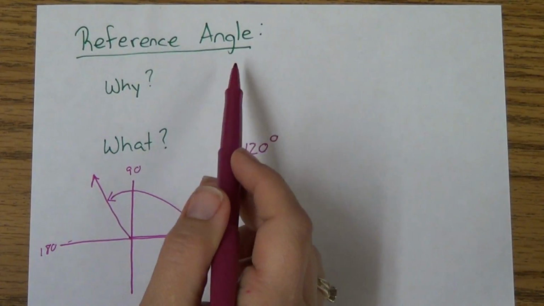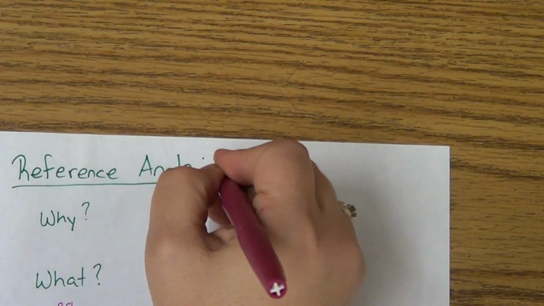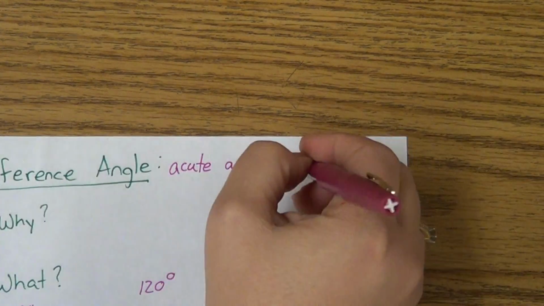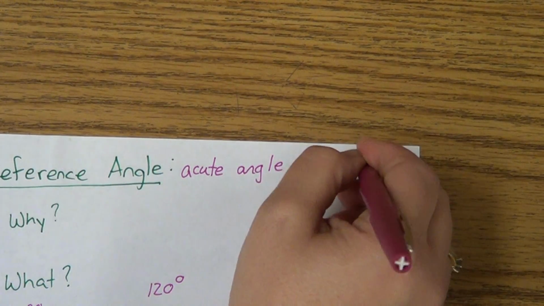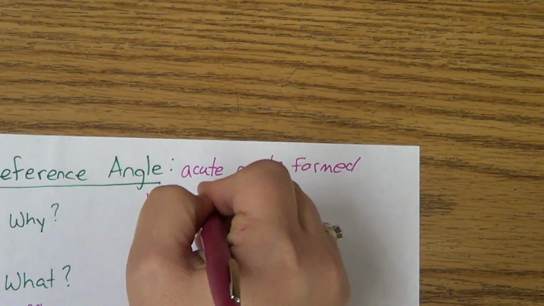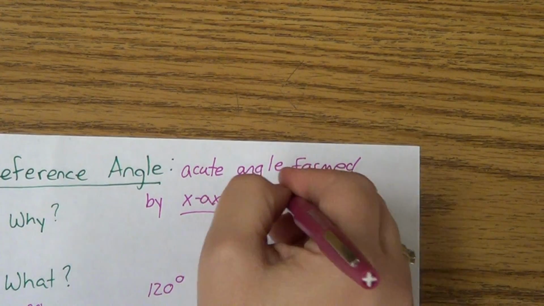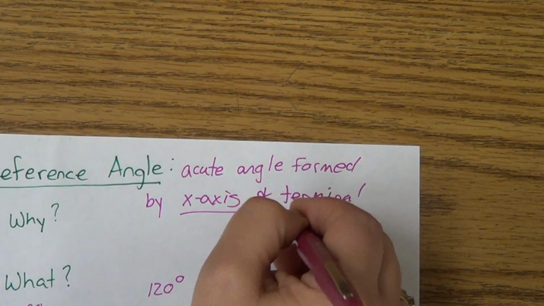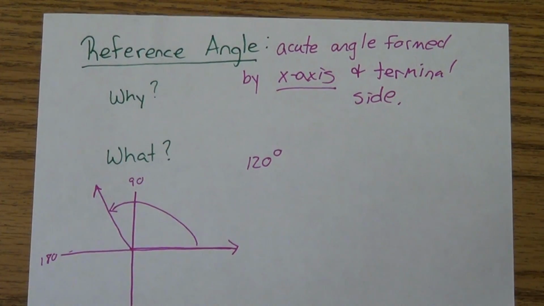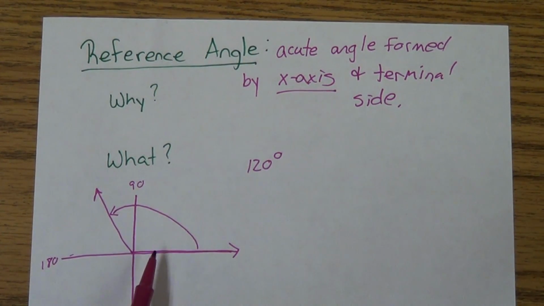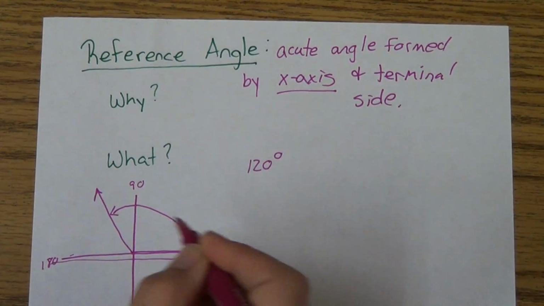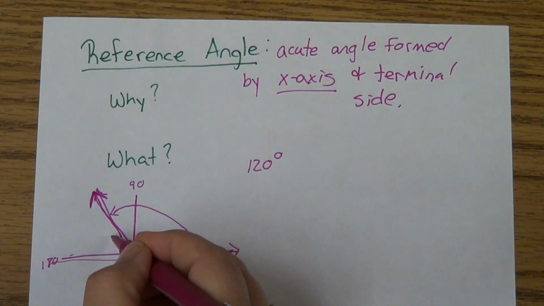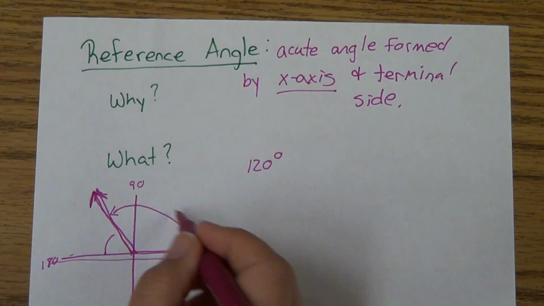Okay, a reference angle, the definition of a reference angle, is an acute angle formed by the x-axis, always the x-axis, and the terminal side. So in the case of our 120 degree angle here, we want an acute angle that is formed by the x-axis and the terminal side of our angle, which is the side right here. So that would be this acute angle right here. That's our reference angle for 120 degrees.